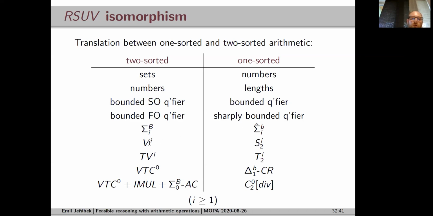The theories Vi that we had correspond to Si2, again for i at least 1. The theory VTC0 translates to the theory so-called delta B1 CR defined by Johansen and Pollett. I'm not going to define what this means. This is just to show you that there are some reasonable theories that correspond to what we had before. We also have a theory that corresponds to VTC0 plus iterated multiplication, except that we also have this axiom of choice, but this is not important because it's conservative, for a suitable class of formulas.